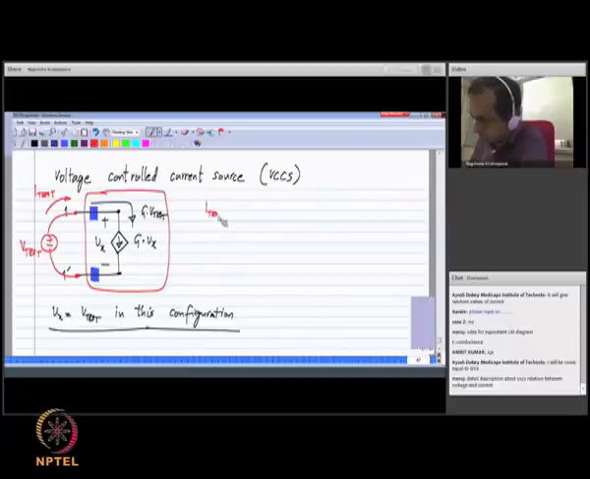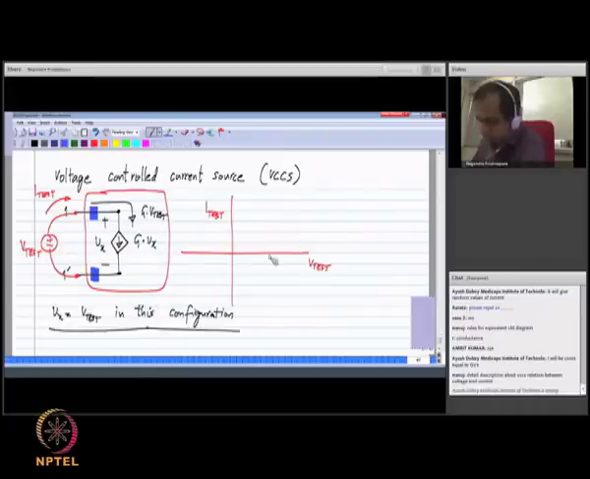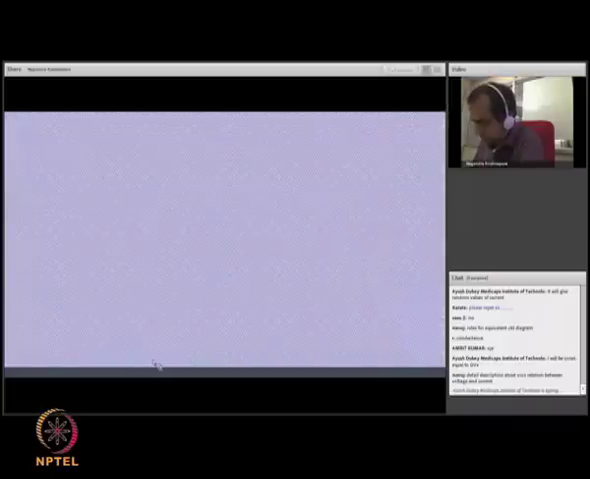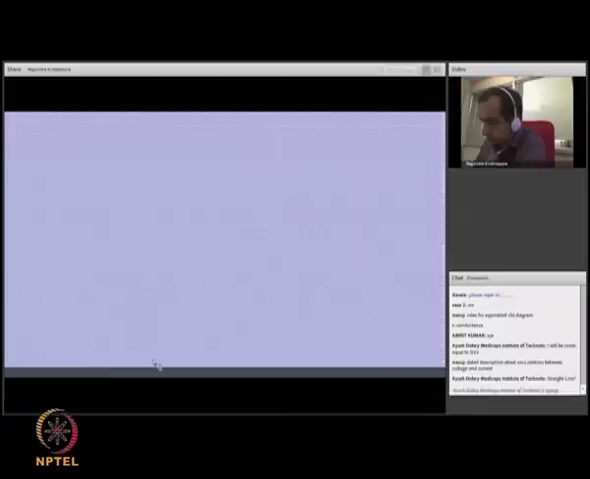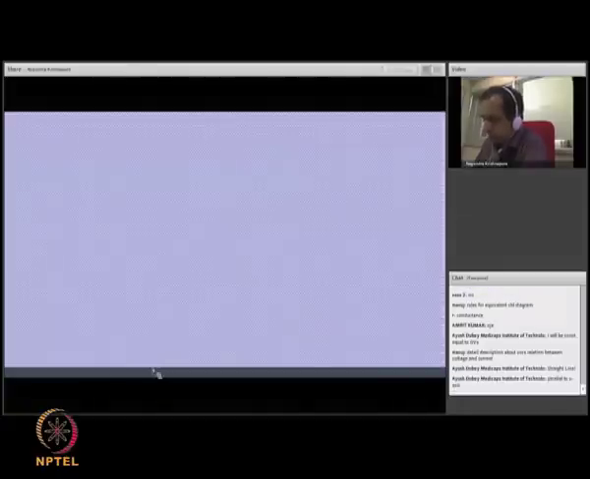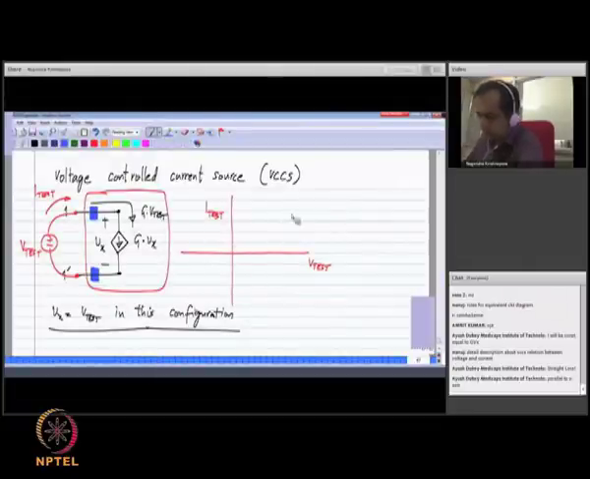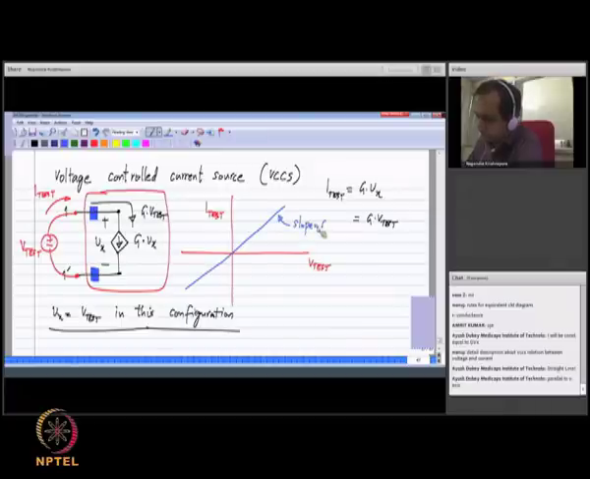If I plot I-test versus V-test, what kind of shape would I get? What is the shape of this plot? Clearly it is going to be a straight line because I-test is G times Vx. It is the current of the voltage controlled current source and that is G times V-test. So it will be a straight line and the slope of the straight line will be G.